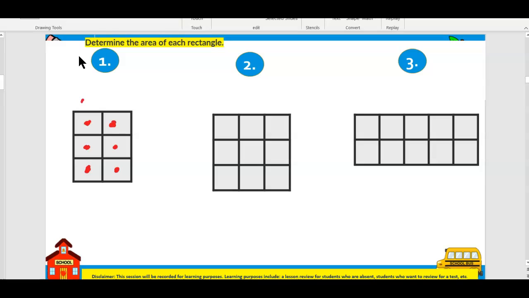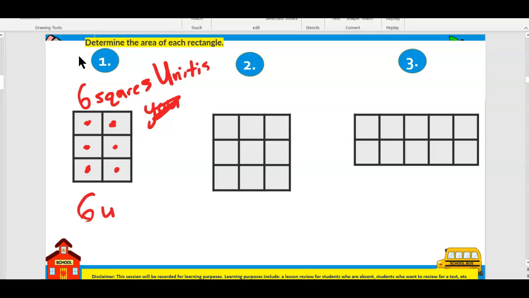1, 2, 3, 4, 5, 6. It's 6 squares. But what are the units? We'll just put U for now. Not Y-O-U, just U for units. So we would write it like this: 6 units squared. If each little square were 1 centimeter by 1 centimeter, that'd be a centimeter squared, a square centimeter.